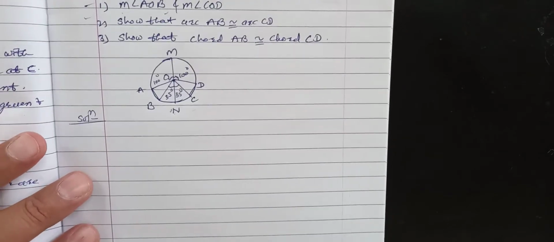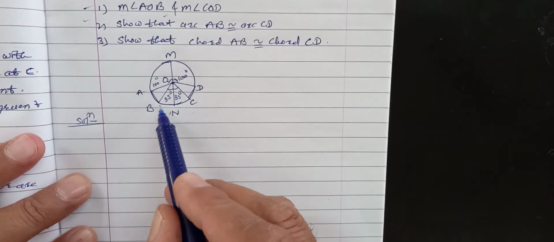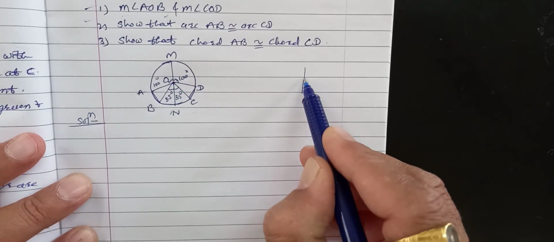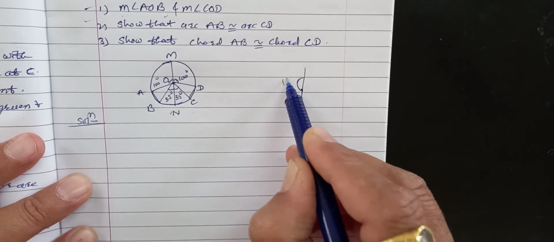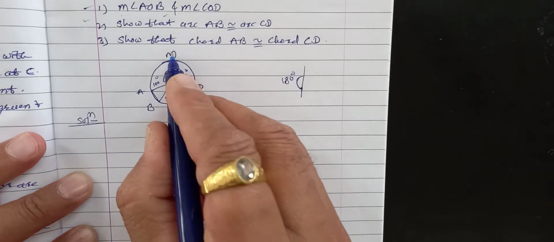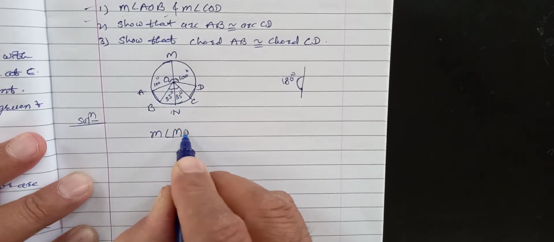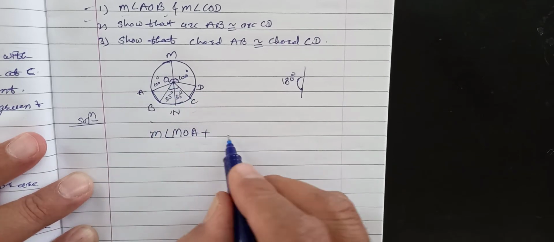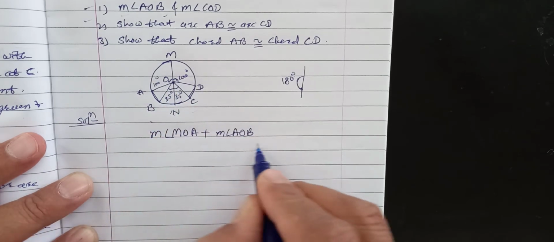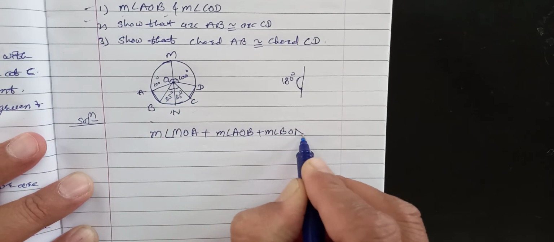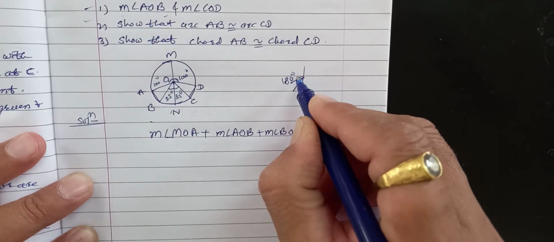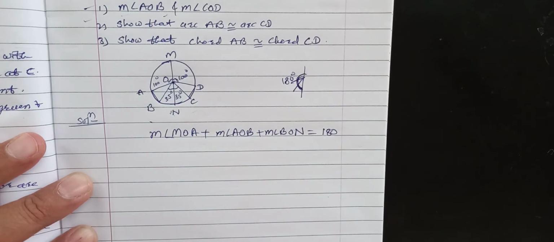Okay, solution. First we have to find AOB. See, this is the diameter, meaning this total angle is a straight angle. We know this is 180 degrees. So here can we write measure of angle MOA plus measure of angle AOB plus measure of angle BON is 180 degrees, because all these angles together make the sum 180 degrees.